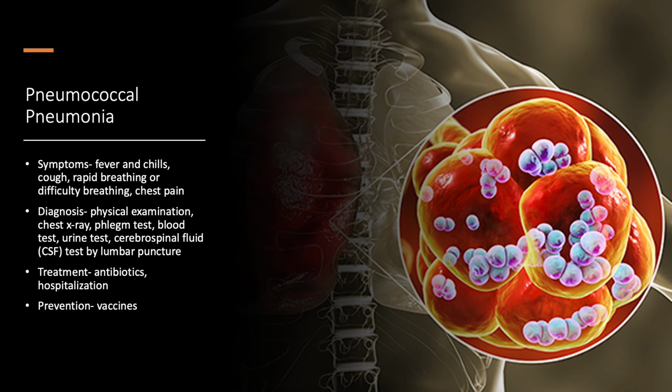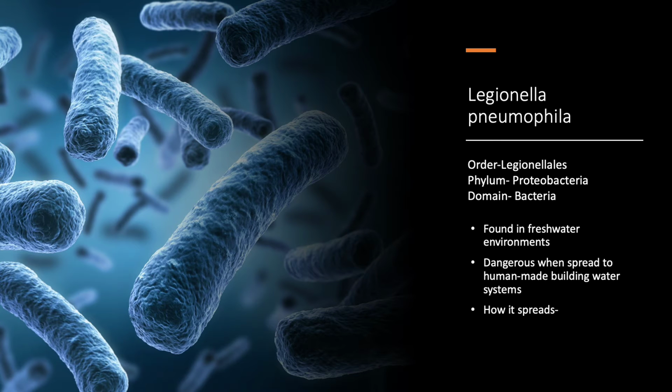In pneumococcal pneumonia, symptoms include fever and chills, cough, rapid breathing, difficulty breathing, and chest pain. So now this is Legionnaires' disease, which is caused by Legionella pneumophila, a genus of aerobic pathogen, gram-negative, non-spore-forming, rod-shaped bacteria.